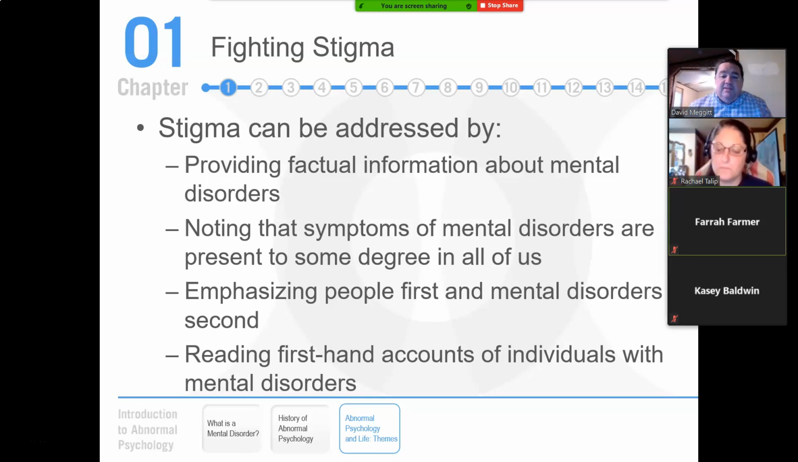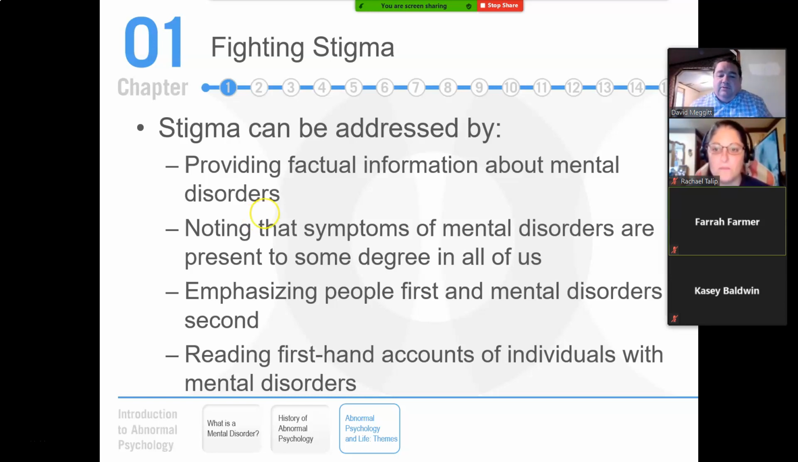Learning how to do that means emphasizing people first and mental disorders later. What they mean by that is, we say that so and so is a person with schizophrenia rather than calling them a schizophrenic. We say people who have alcoholism versus alcoholics, and people who have bipolar disorder rather than, well, manic depressive, which is the old term we used for bipolar disorder. We don't label people. They're people first, and then they have mental health issues later.